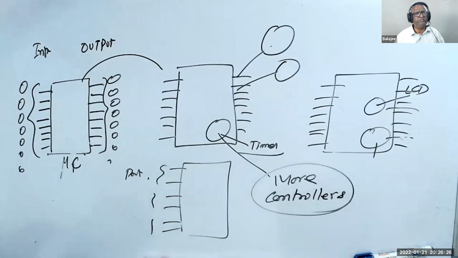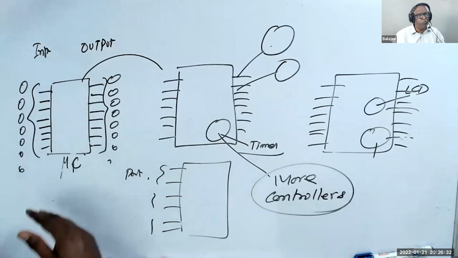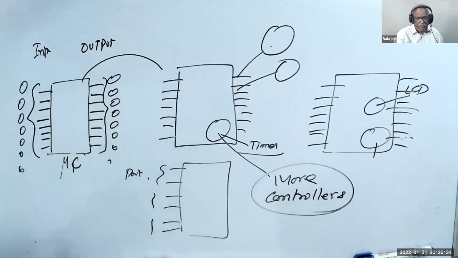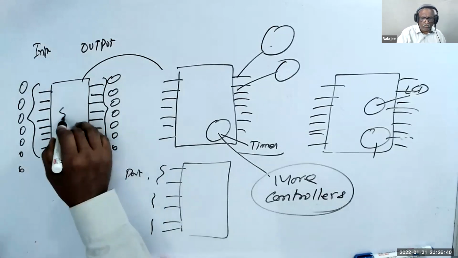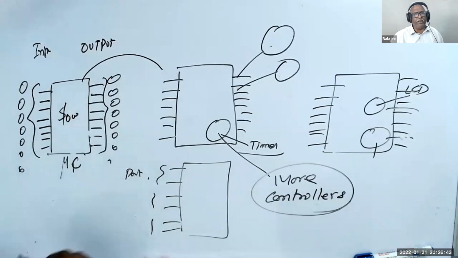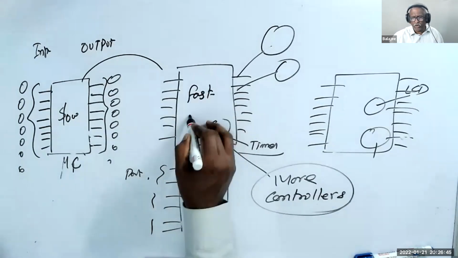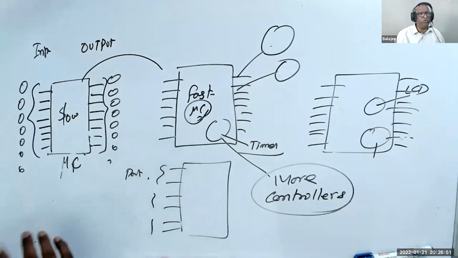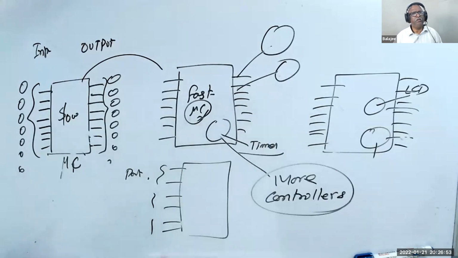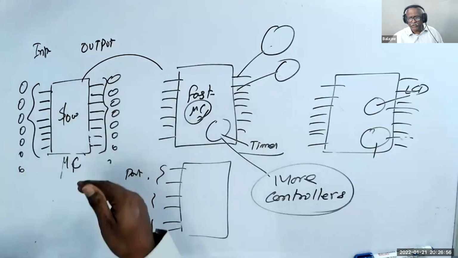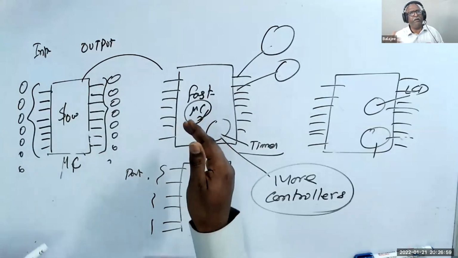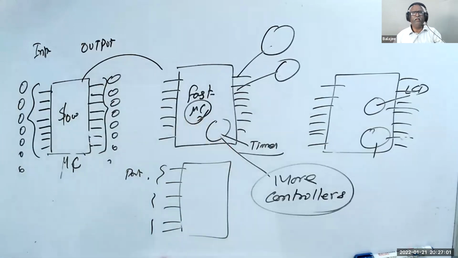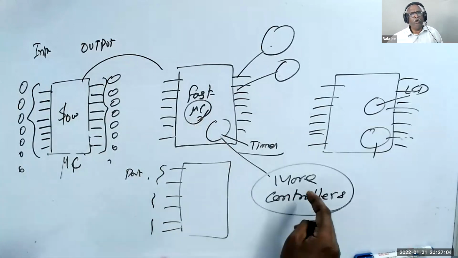You add more controllers. That's the only complication. And more inputs and more outputs. But the problem is when you try to handle all the inputs and all the outputs, sometimes you become slow. So you have to buy a faster microcontroller. That's it. This is all about speed. Initially you start with only 8 and 8, then slowly increase to a bigger microcontroller. Then we go by more controllers.